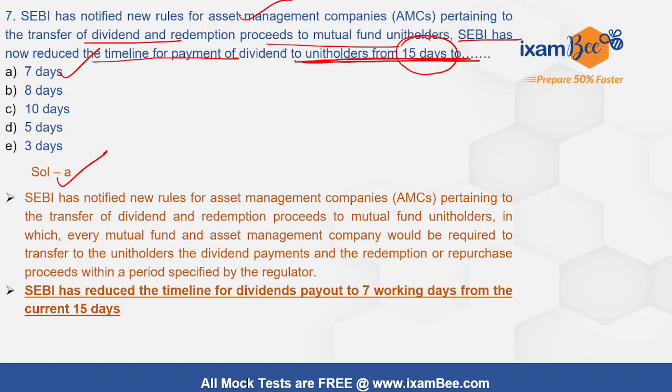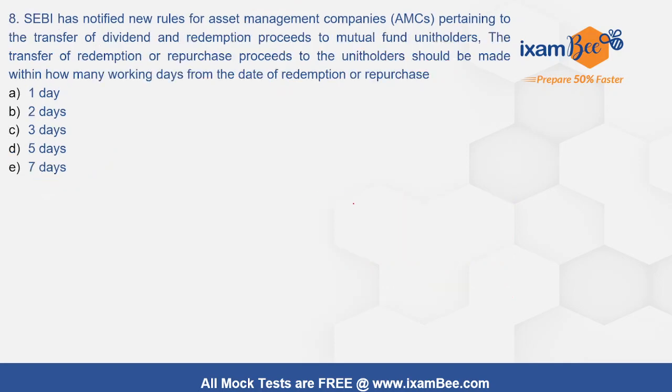Right, SEBI has reduced the timeline for dividend payout to 7 working days from the current 15 days. So the new rules are for asset management companies. And also for the redemption proceeds, what is the new rule now for redemption or repurchase proceeds to unit holders, within how many working days should this be made from the date of redemption or repurchase? So the answer is 3 working days for all the domestic investments.